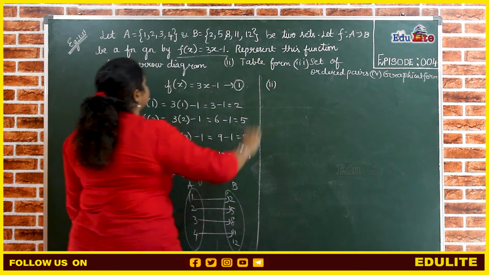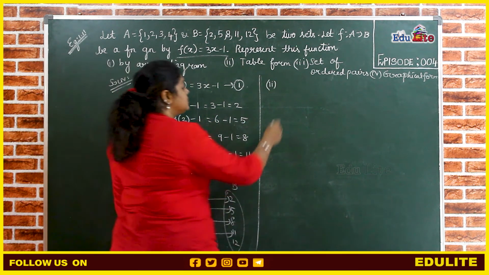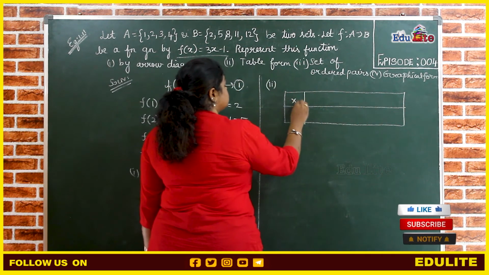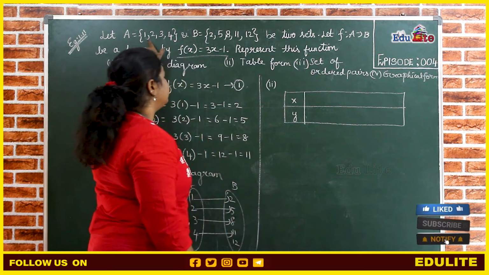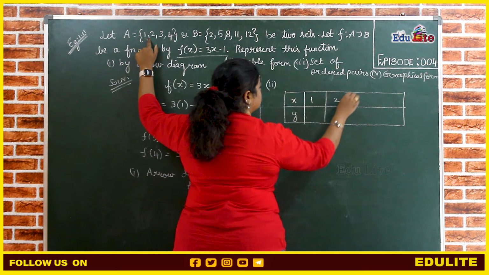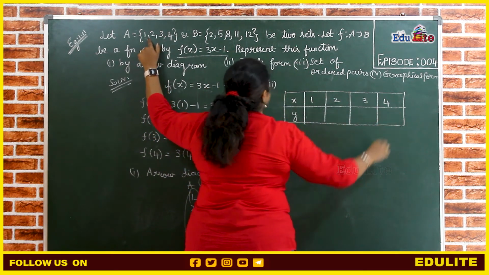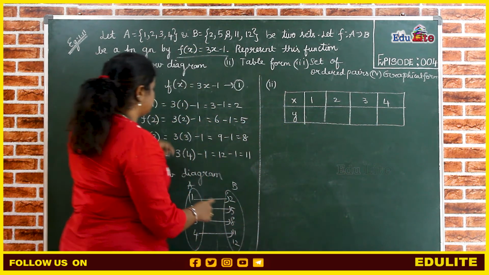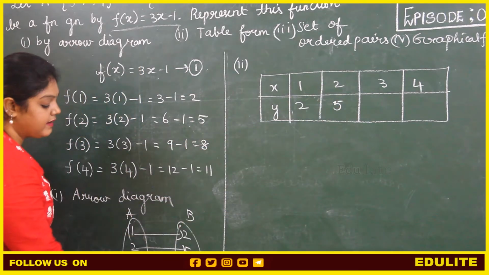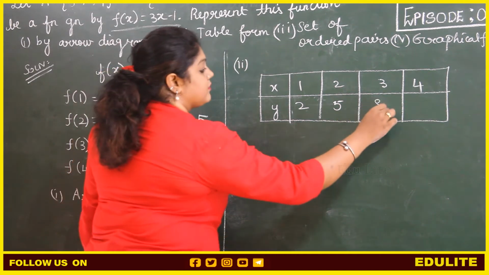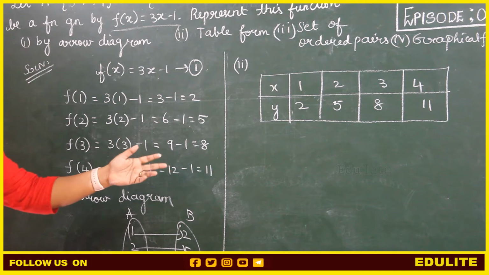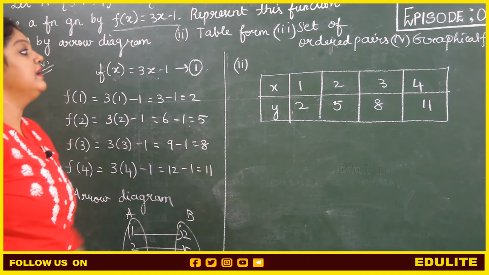In the second option, we have to represent it in table form. So let us do that. The set of values of x and y. I am considering A as x and B as y. Therefore, the x values are 1, 2, 3, 4. Next, the y values according to the function: 1 is mapped to 2, 2 is mapped to 5, 3 is mapped to 8, 4 is mapped to 11. We need not mention 12 in the y values because it doesn't have any mapping. We write only the values which have a mapping.